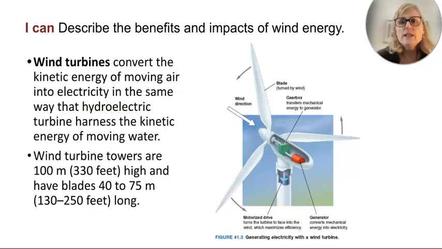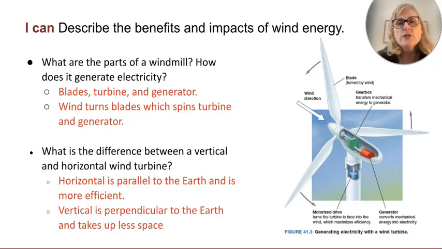Okay, so how does wind energy work? You have your turbines, which are the blades. So the blades are the turbine. It converts the kinetic energy of moving air into electricity in the same way that hydroelectric turbines harness the kinetic energy of moving water. So our towers can be very tall, and the turbine is the blade. Inside is our generator, and then down in the shaft right here, you have wires that go to the electric grid. Okay, so again, the parts of a windmill: blades, turbines, generator. The wind turns the blade, which spins the turbine and generator.